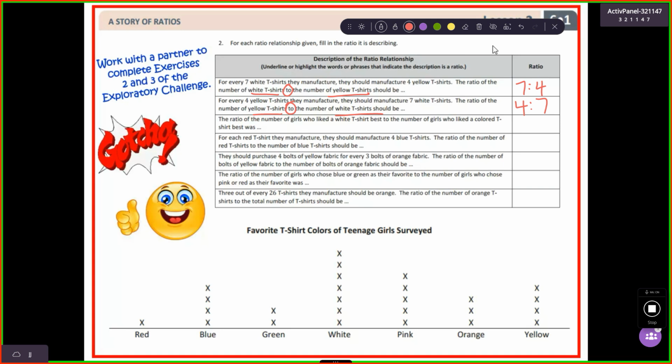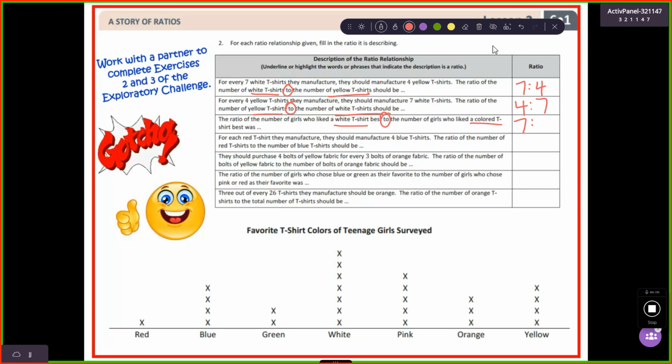All right, the ratio of the number of girls who liked a white T-shirt best to the number of girls who liked a colored T-shirt. Everything except what color? White. Okay, so first of all, what's the white T-shirt? What's the amount? 7. Now, are you going to count white? No, but you're going to count every other color.